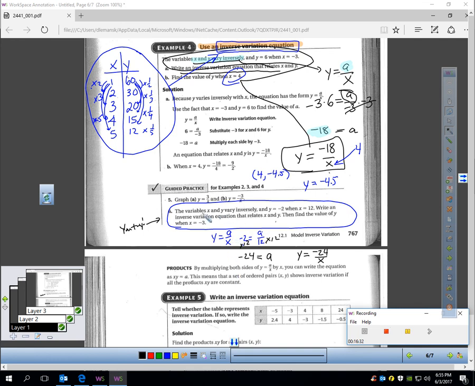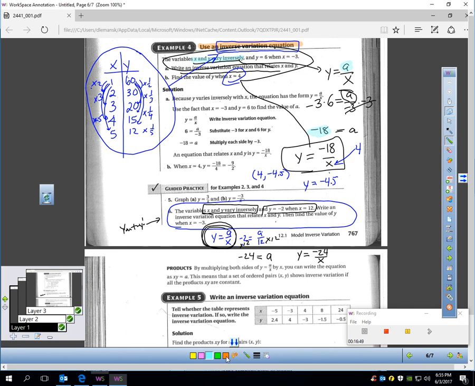So first of all, did you notice that they tell you x and y vary inversely? Well, if that's the case, my equation has to look like that. I'm circling it. Okay, y is -2 and x is 12. So where you see y, plug in -2. You can see I did that here. And where I see x, I'll plug in 12.